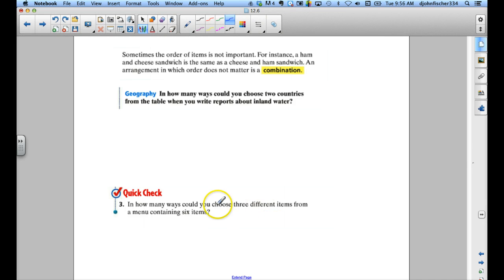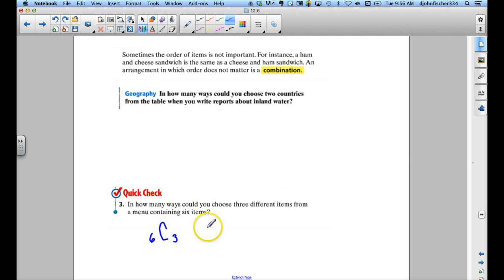It says, how many ways could you choose 3 different items from a menu containing 6? So really what the problem looks like is 6 choose 3. And that's not a permutation now. This is a combination as we go through here. Now how will we do this problem? This is a little harder problem to work with.